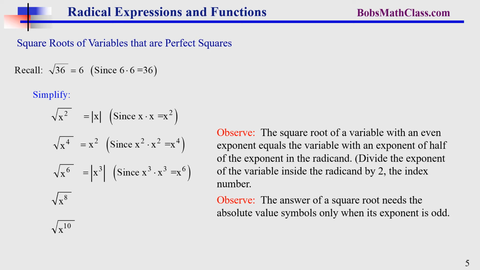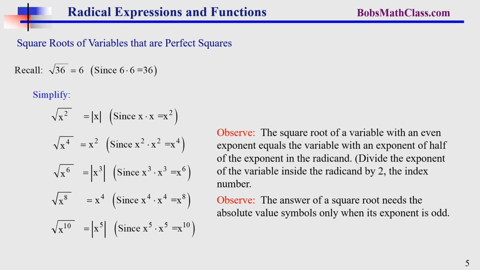Okay, let's keep going, and then we'll read those two observations on the right. The next one is x to the fourth. We do not need an absolute value symbol around it because anything raised to the fourth power is positive. And the last one, what times itself is x to the 10th? X to the 5th. Again, you need an absolute value symbol around it because anything to the 5th power, if it's negative, will still be negative.